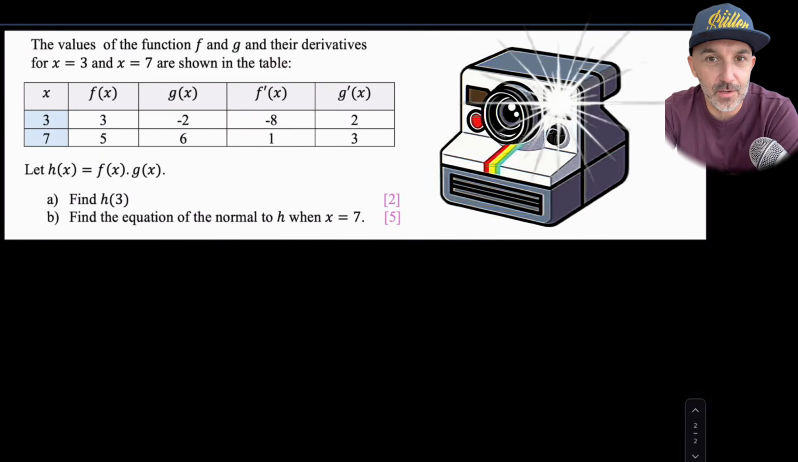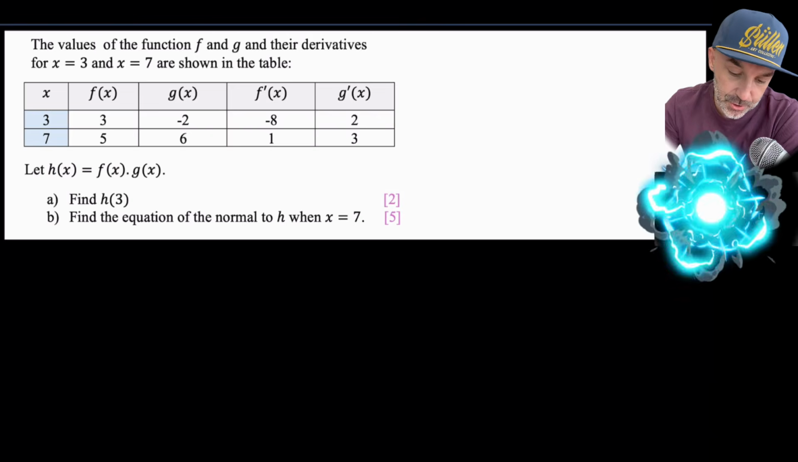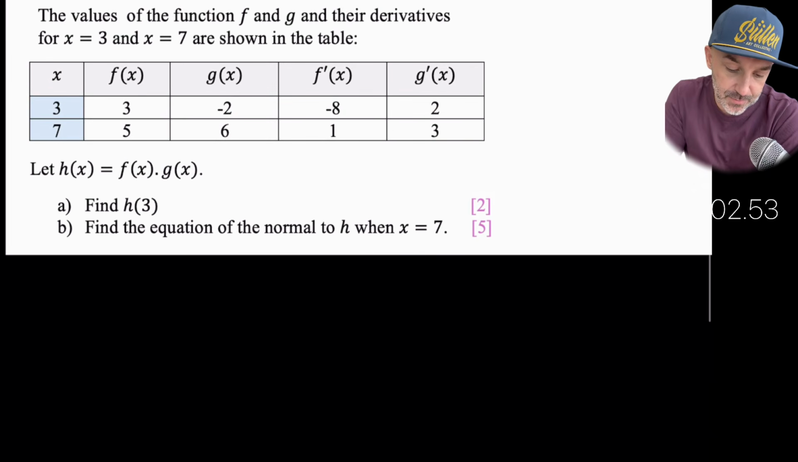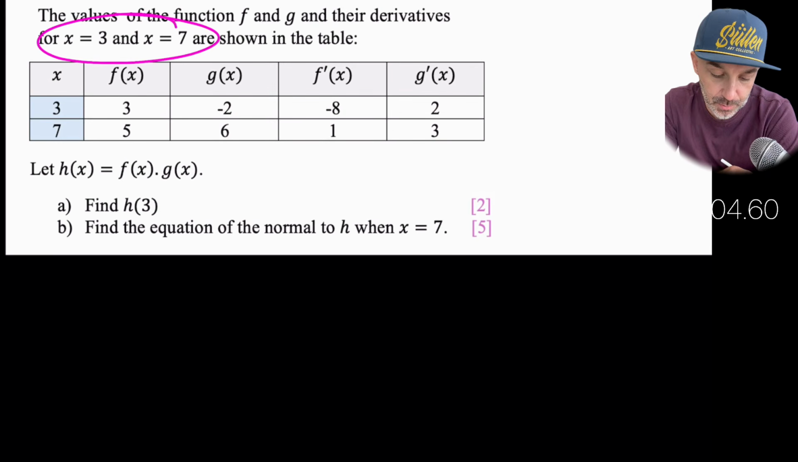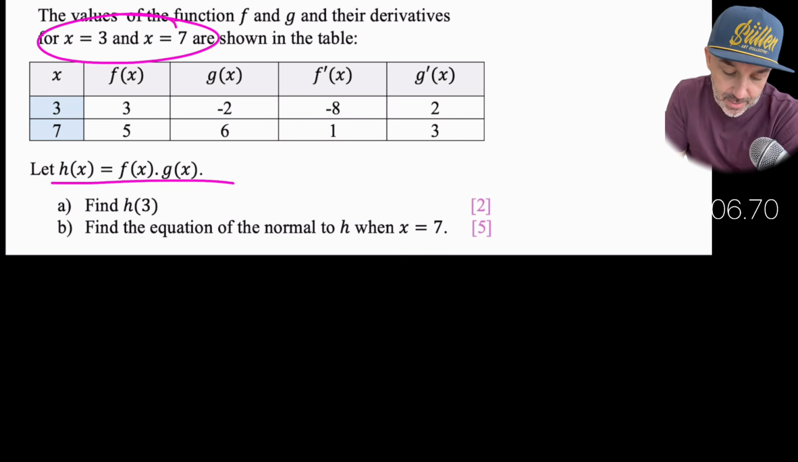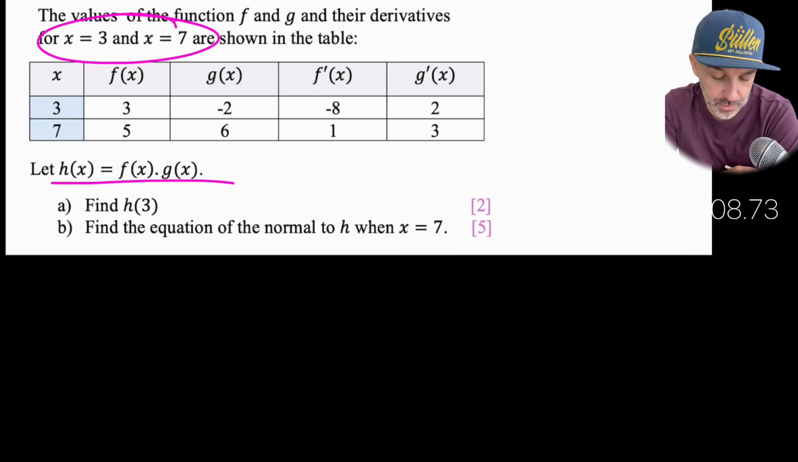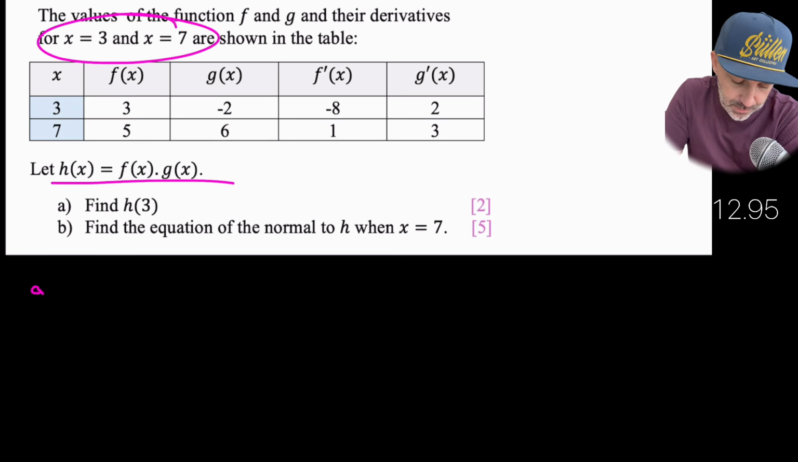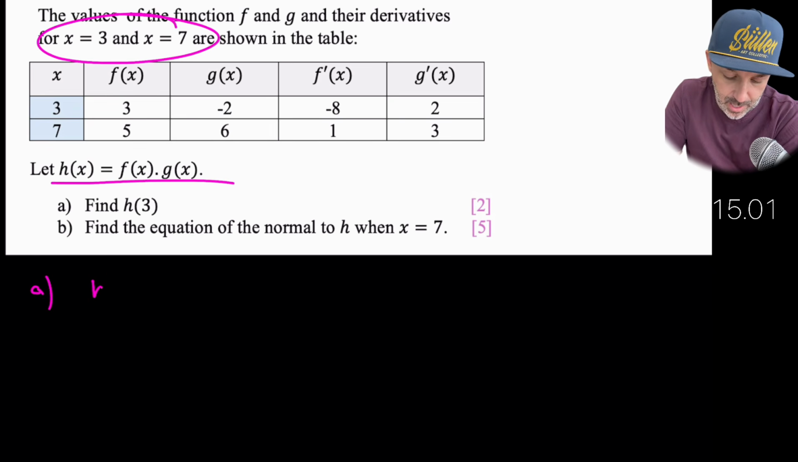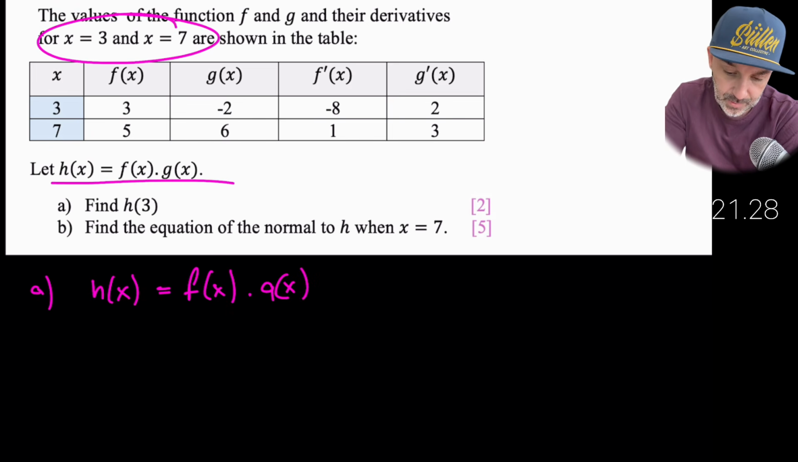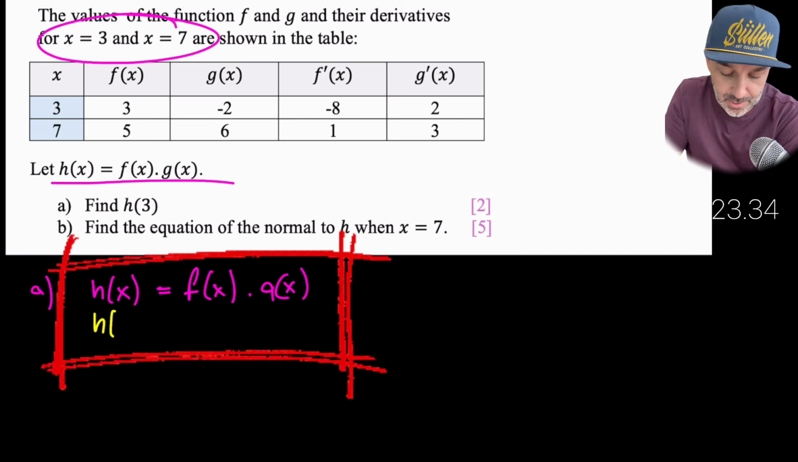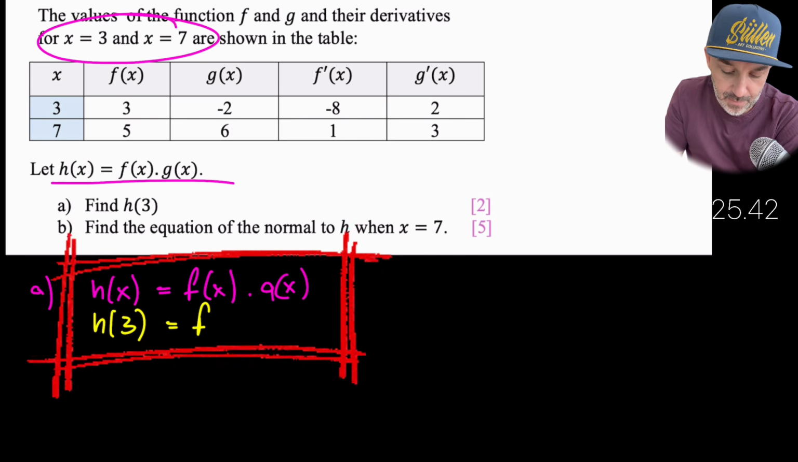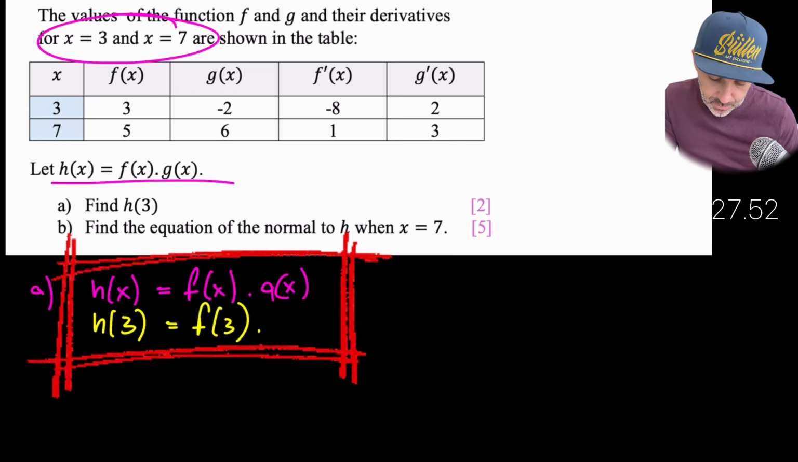Okay, start the clock. The values of the functions f and g and their derivatives for 3 and 7 are shown in the table. Let h of x equal the product of these two functions, which we don't know. Find h of 3. So the first part is simply we have been given h of x, so we need to substitute 3 in for x. So h of 3 is equal to f of 3 times g of 3.